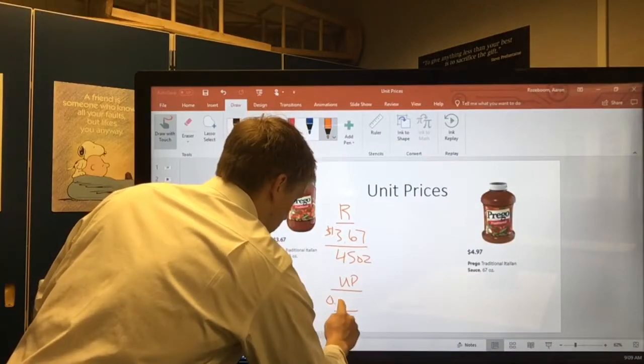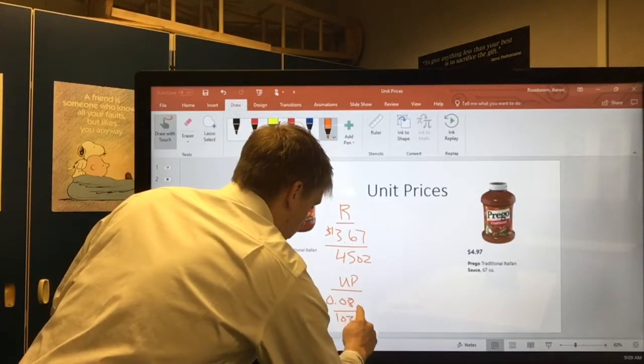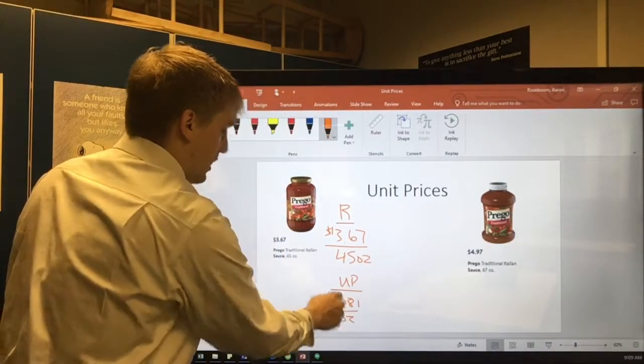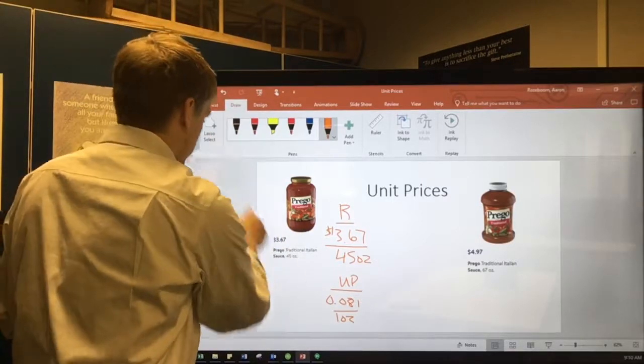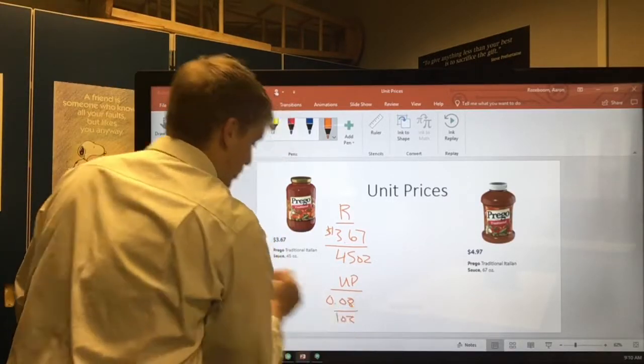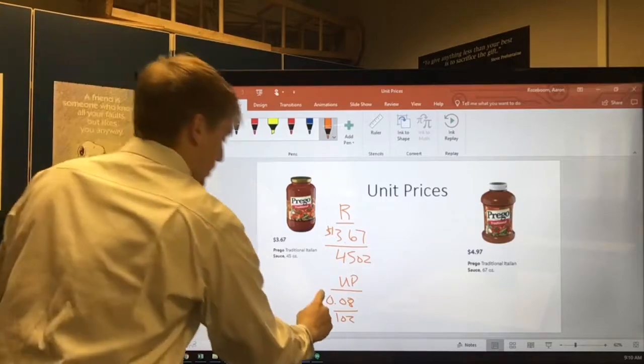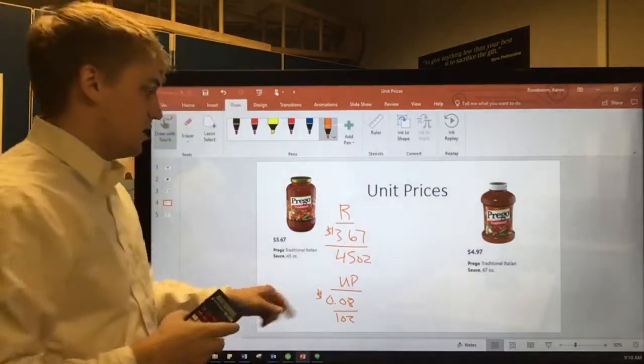we get a long decimal, 0.0815555. So I'm going to put 0.081. The 1 will tell the 8 to stay, so we can get rid of the 1. And so this is 8 cents per ounce.